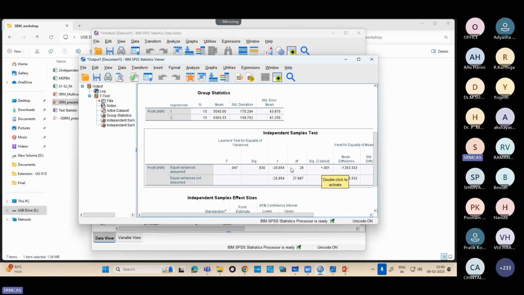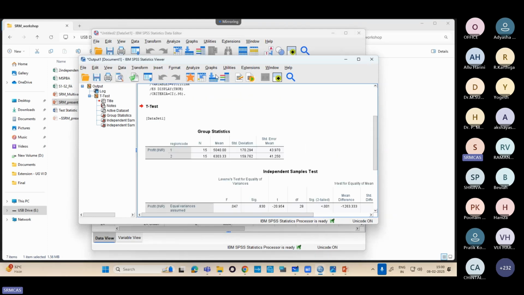This means we accept the alternative hypothesis that both are different. The rural and urban profits for the different shops are different. That means whoever is running a shop in an urban area may get a different profit than in a rural area. So like that we have to interpret.